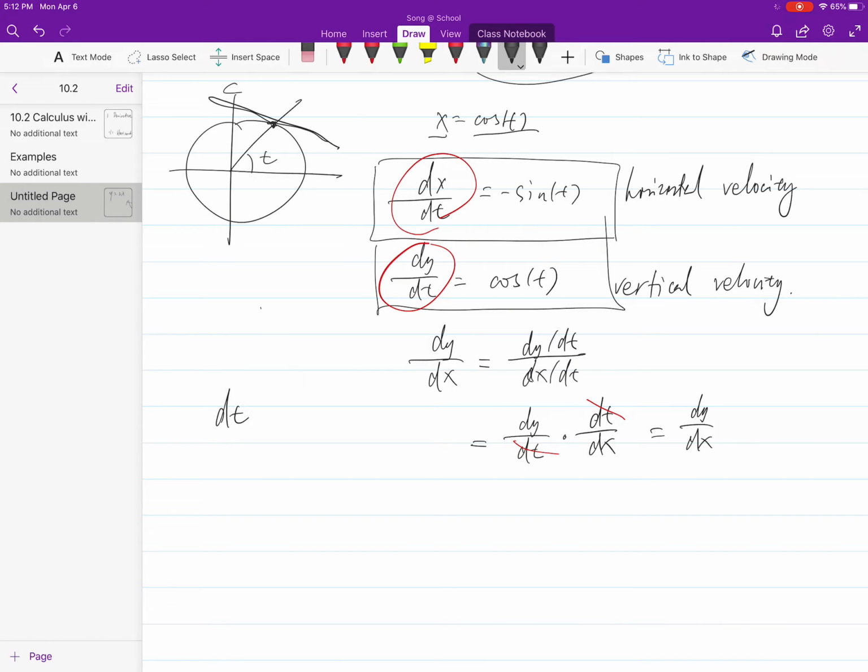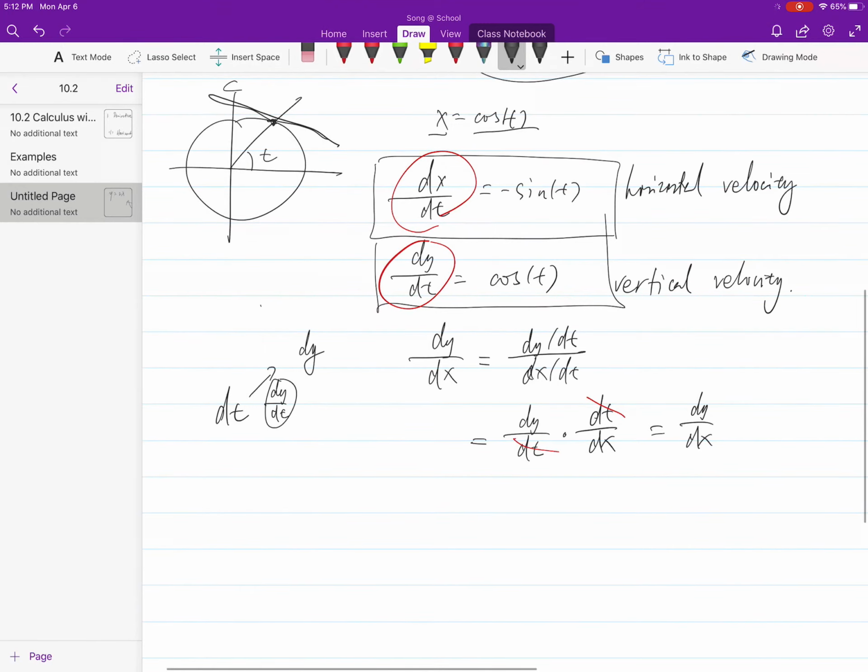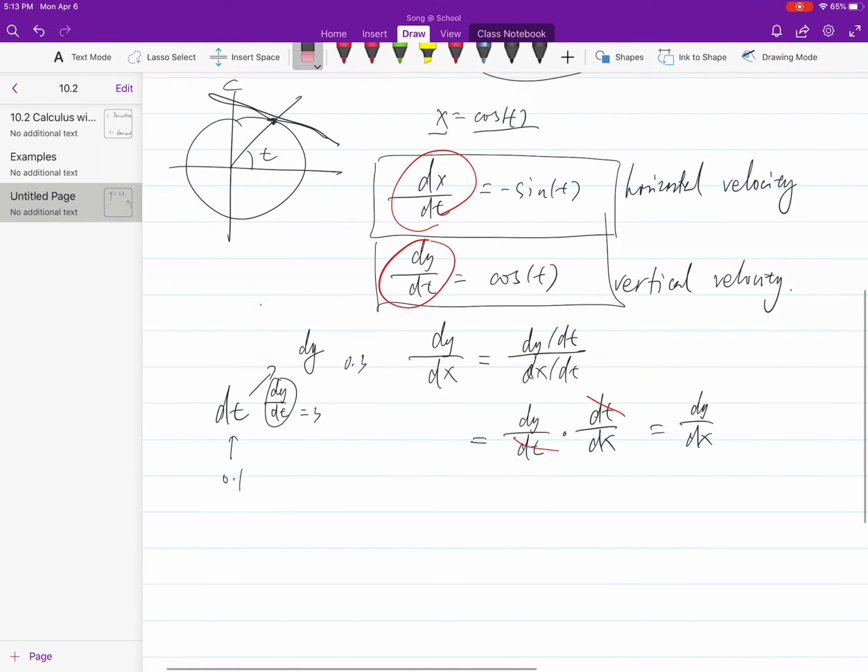dy over dt tells you that if t changes a little bit, times dy over dt, it's going to tell you how much your y is going to change. This is the changing rate of y with respect to t. For example, if dy over dt equals 3, that means if t changes by 0.1, your y is going to change by 0.3. That's triple the size.